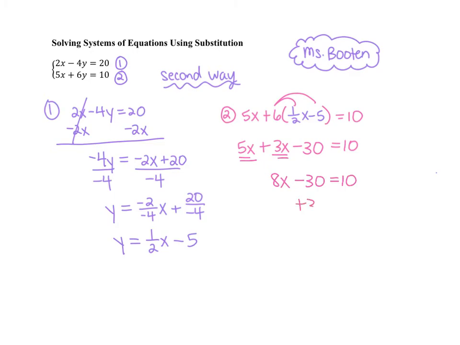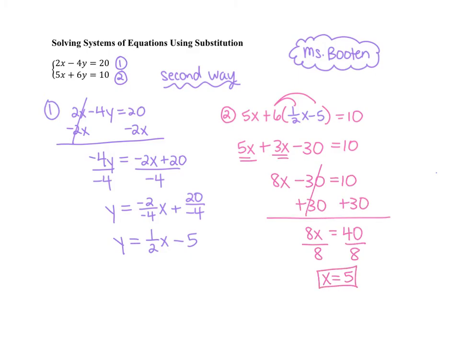To finish solving, we've got to get that term with the variable by itself. So we're going to add 30 to both sides. That zeroes it out on the left side, leaving us with just 8x equals 10 plus 30 is 40. Last step is to divide by 8. So we get x is equal to 5.